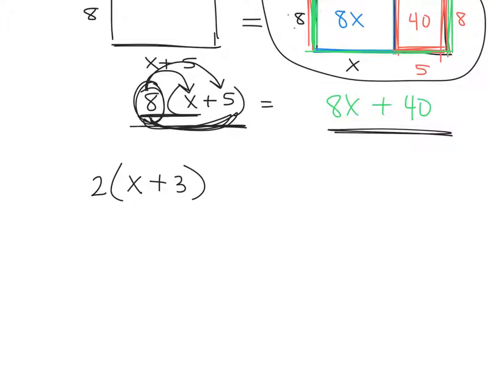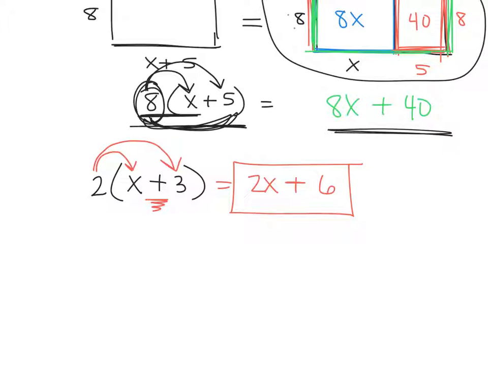Okay? Distributive property says I'm going to take the number outside of my parentheses and I'm going to multiply it by both of the things inside. So I'm going to go 2 times x, which is what? 2x. Okay? And then your symbol is going to stay the same, so plus. And then you're going to do the 2 times your second thing. 2 times 3 is 6. So 2 times x plus 3 is just 2x plus 6.